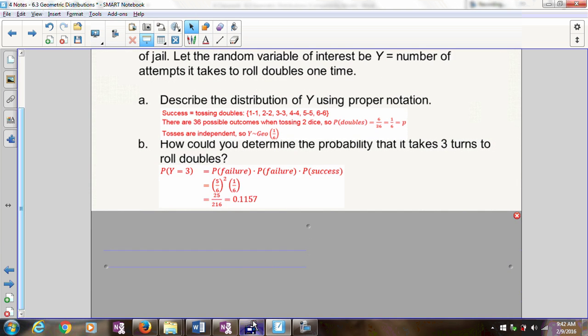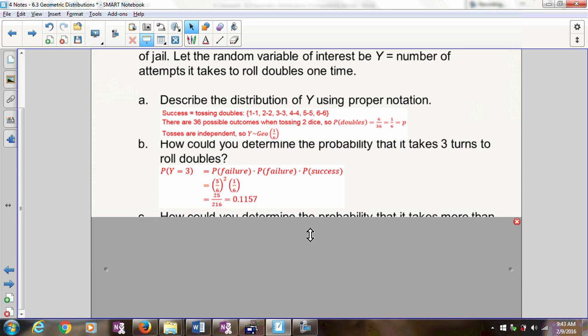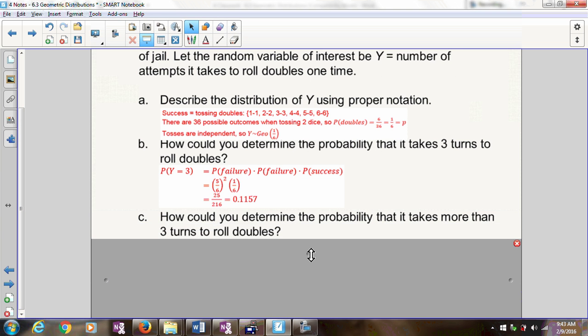Take a look at the next question. This time, we're asked, how could you determine the probability that it takes more than 3 turns to roll doubles? So more than 3 would mean that we're talking about x is greater than 3.